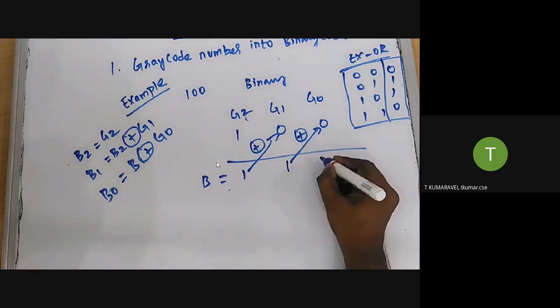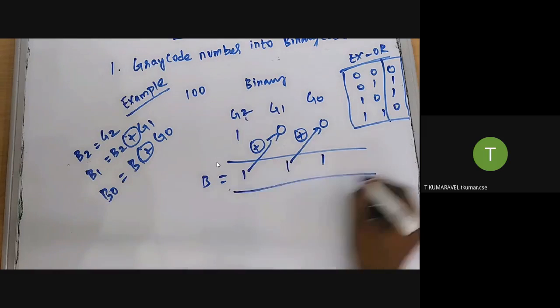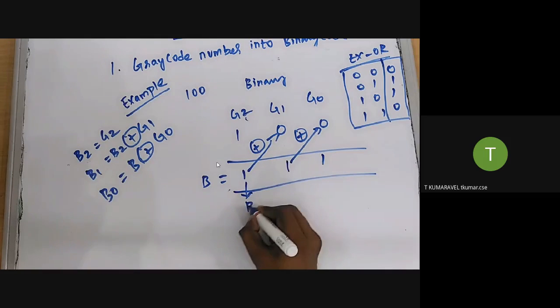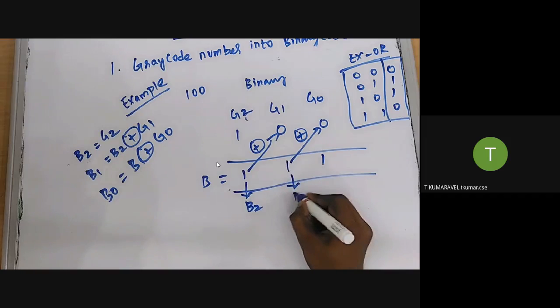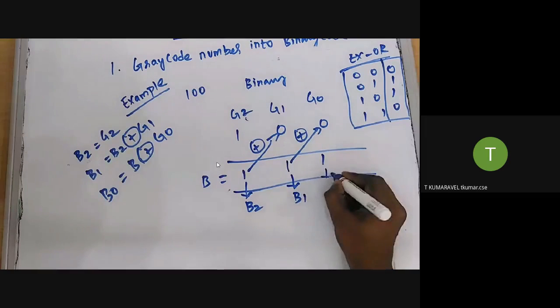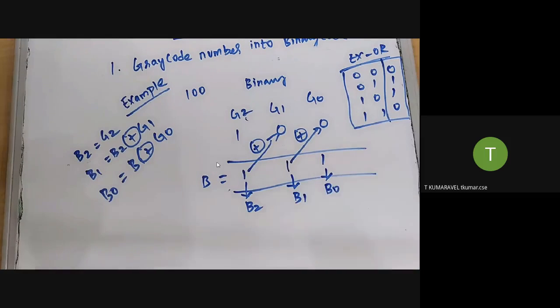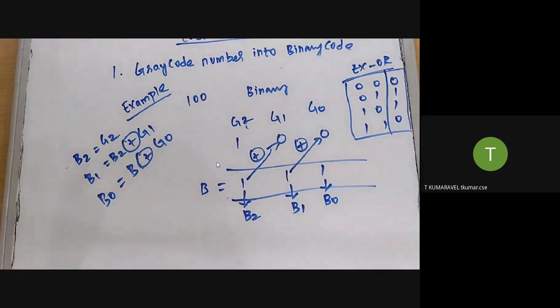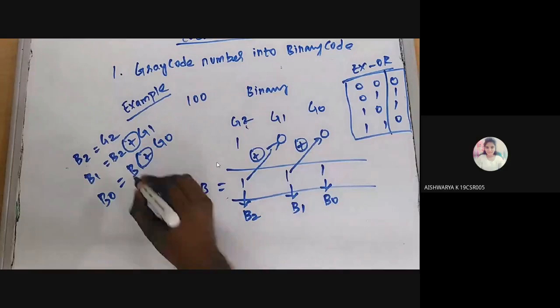It generates the respective binary value. This is called B2, this is B1, and this is B0. Do you have any queries?